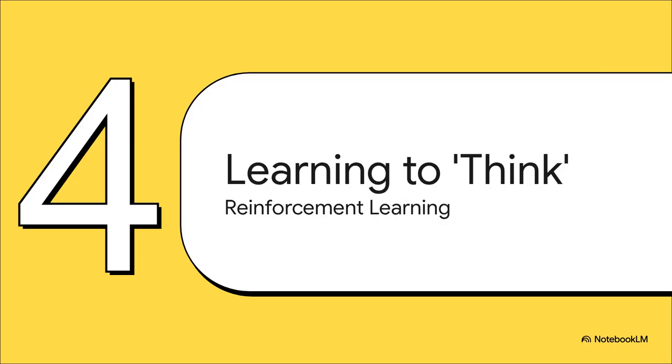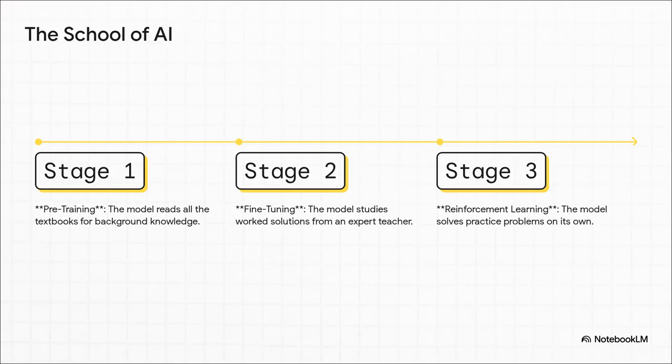Okay, so imitation is a fantastic start. The model can now act like a helpful assistant, which is great. But to get it to truly reason, to actually solve complex problems, we need one last, really powerful stage, and that's reinforcement learning. This school analogy really nails it. Pre-training? That was like reading the entire library. The fine-tuning we just talked about? That's like copying the teacher's perfect answers from the board.